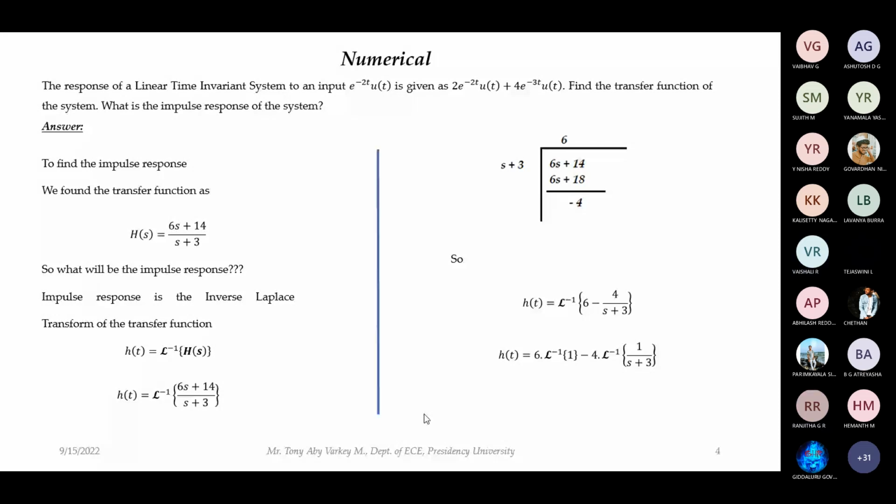Correct. So similarly, what is the Laplace inverse of 1? So think, which signal has a Laplace transform of 1? Delta t, the unit impulse, delta of t. So this will be 6 into delta of t minus 4 e to the power minus 3t u of t. Is it clear?